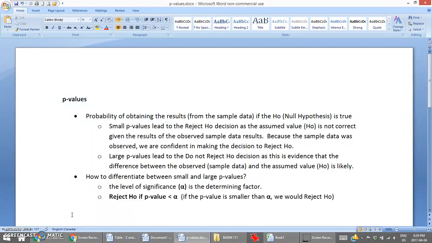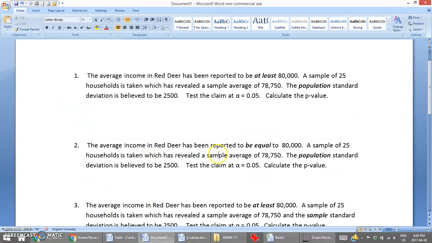So now there's two ways to make our decision regarding any type of hypothesis test. This way, called the p-value approach, is looking at the p-value and comparing it to the given level of alpha. So let's look at some questions here.